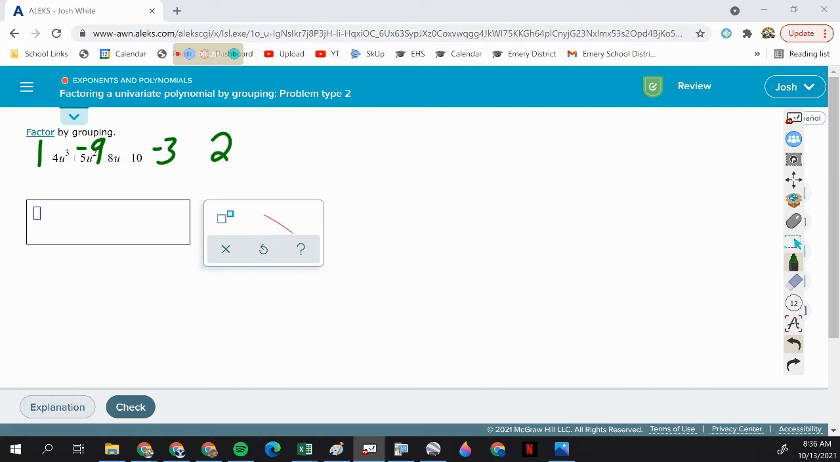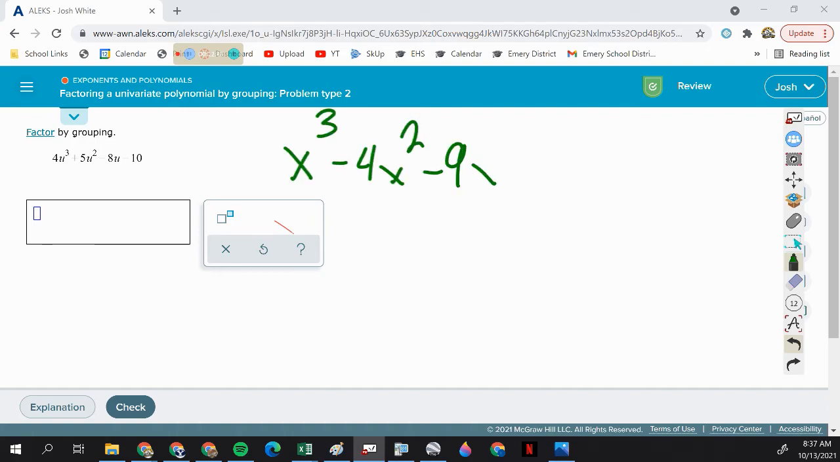Okay, let's see if I can do this. Ooh. Oh boy. Well, I want it to end up being a very certain type. All right, what if we had x to the third minus 4x squared minus 9x plus 36? Yeah, that's what I want. Factor by grouping.